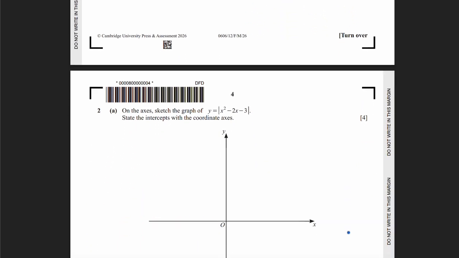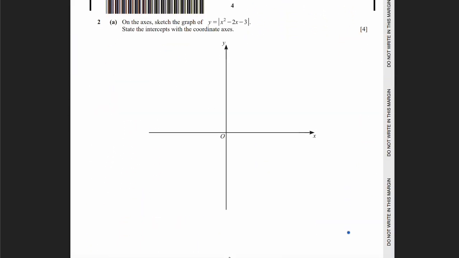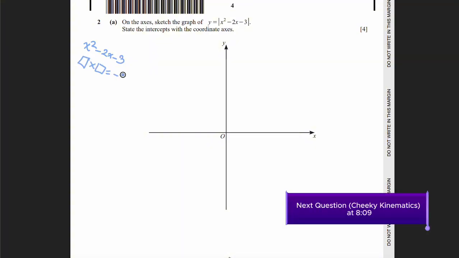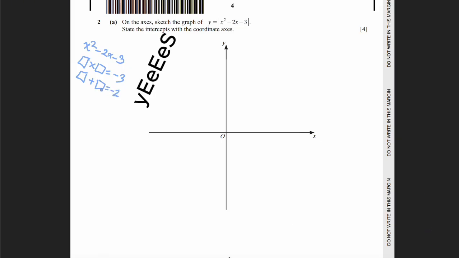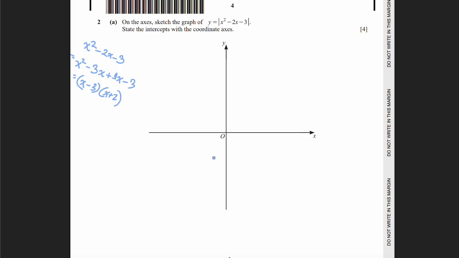Next question, please. On the axis below, sketch the graph of an absolute function. Let's do some rough work. In our head, we must factorize this first. We have to think of two numbers that multiply to minus 3 and add to minus 2. Yes, we got it. It is minus 3 and positive 1. Now let's take common. Now we want to find the x-intercepts. The x-intercepts are here and here.